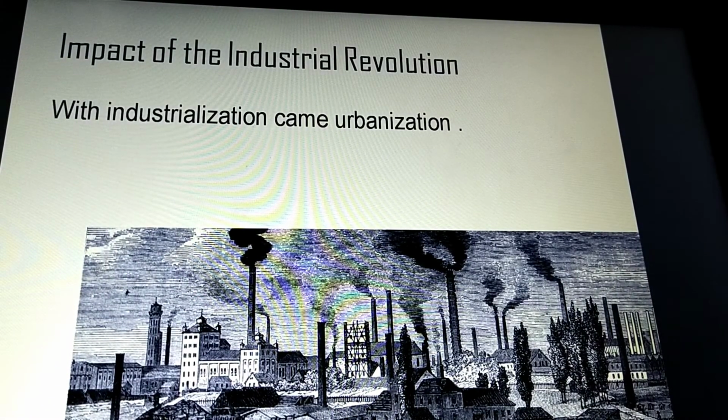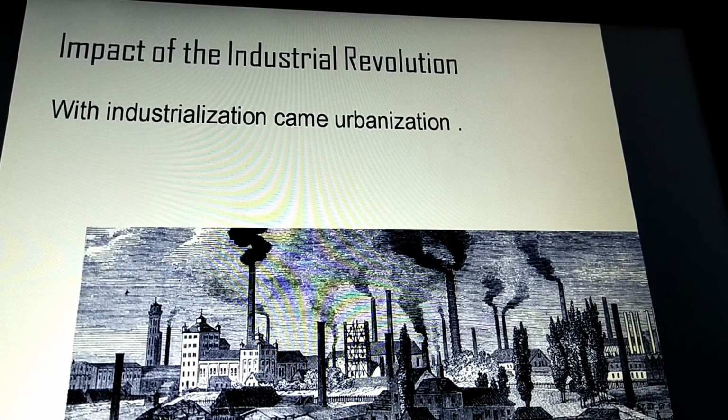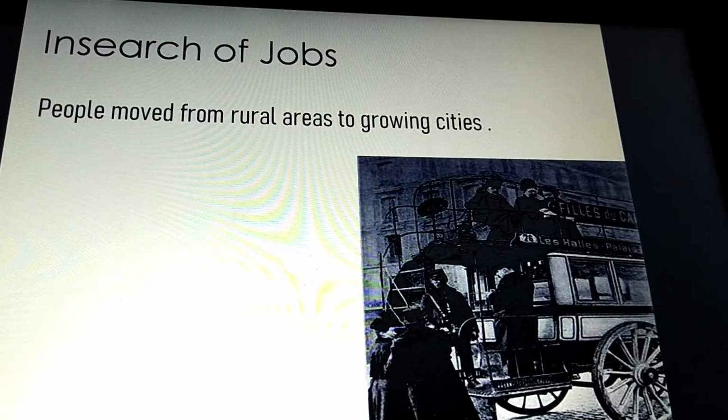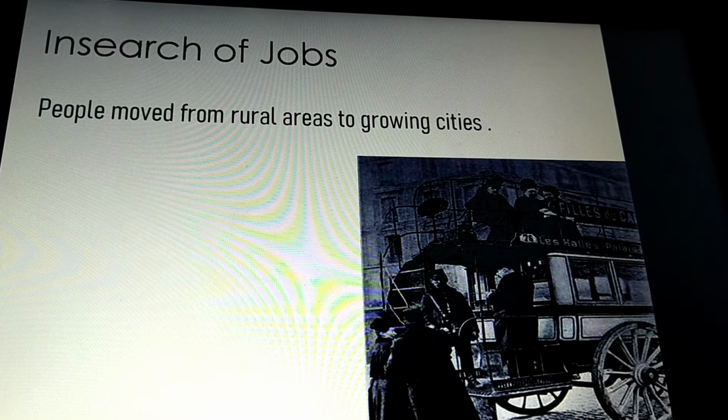Now next we come to the impact of the Industrial Revolution. Due to the introduction of machines, production increased. It gave way to the factory system. With industrialization came urbanization. People started moving from rural areas to the cities in search of work. Earlier they were living in villages and working in the farms and fields, but now they started going to the city to work in the factories as labor.